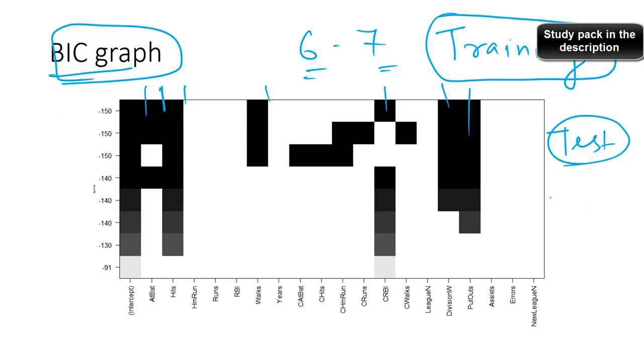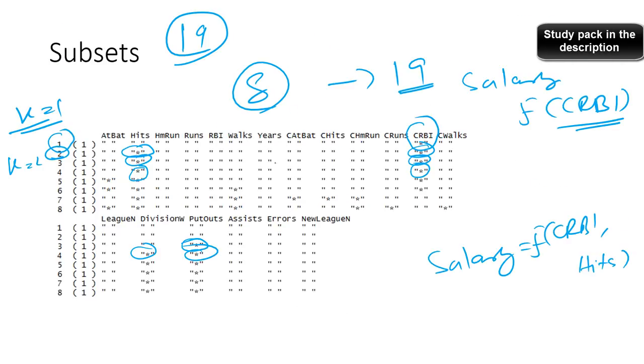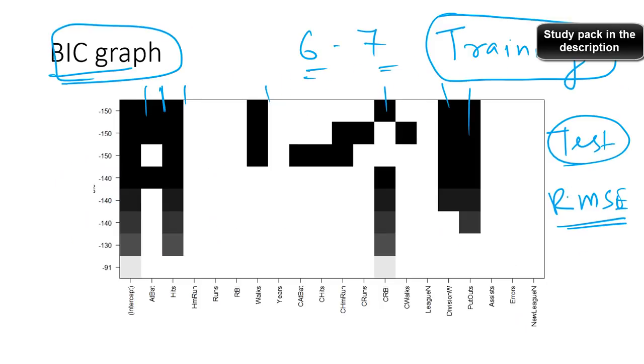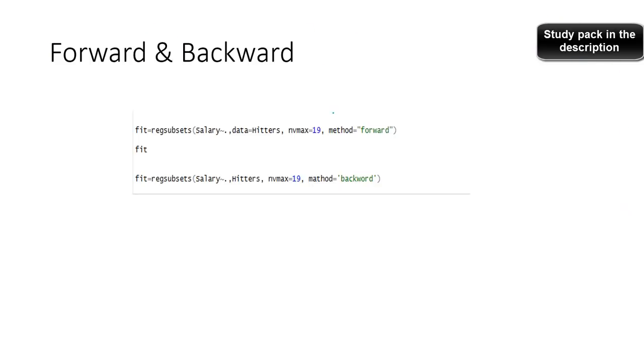What you need to do is just calculate the root mean square error, the RMSE, for the test data set for each model. So for each model over here, you have 8 models, right? For the 8 models, calculate the RMSE for test data and choose the one that gives the least RMSE. So the idea here is the minimum RMSE.